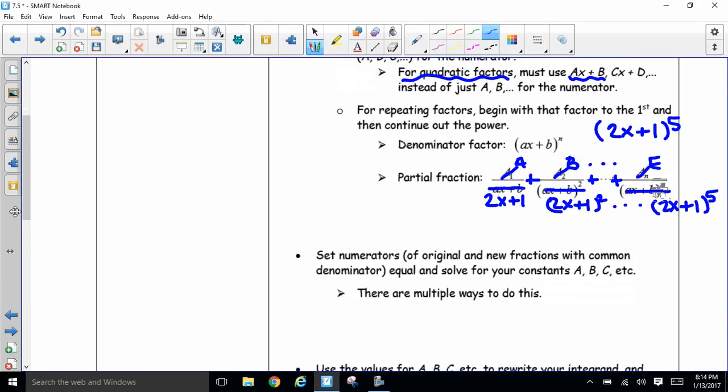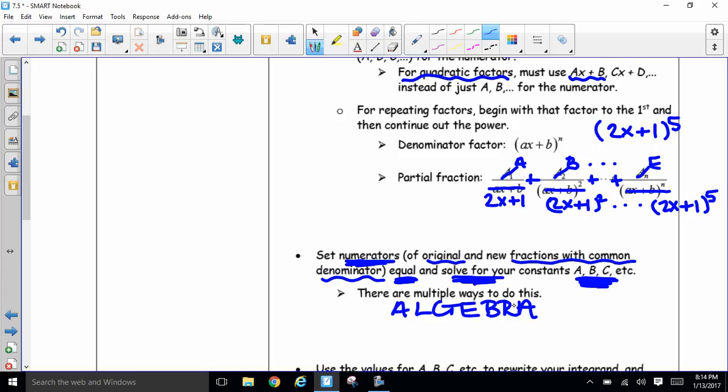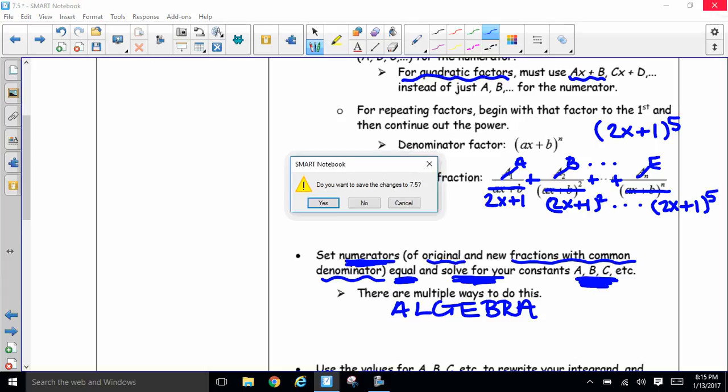Then you're going to end up setting the numerators of your original and your new fractions, that you get a common denominator for, equal. So we're going to set the numerators equal to each other. And then you're going to have to solve for your A, B, C, and so on that you made up. There are lots of different ways to do this. This will be the algebra part of what we do. There are a couple main techniques I'll go over with you.